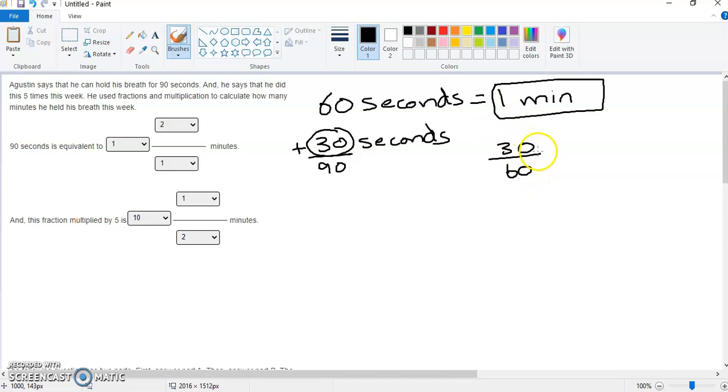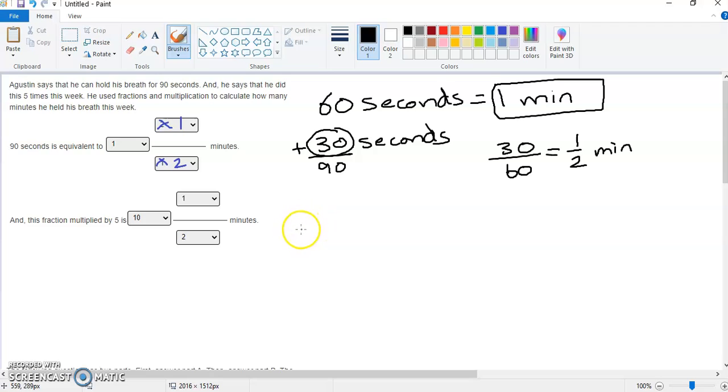Well, if you notice, 30 seconds out of 60 seconds, well, 30 is half of 60. What that means is Augustine is holding his breath for 1 minute plus another half a minute. Or we say that he's holding his breath for 1½ minutes. So 1 minute plus 1/2 of another minute. And then it looks like he does this 5 times.